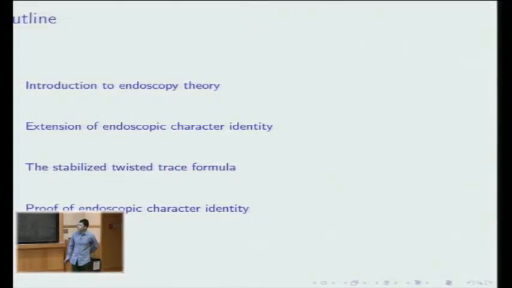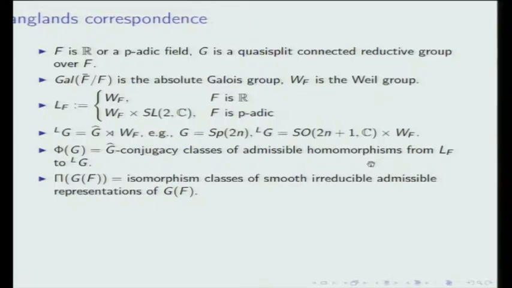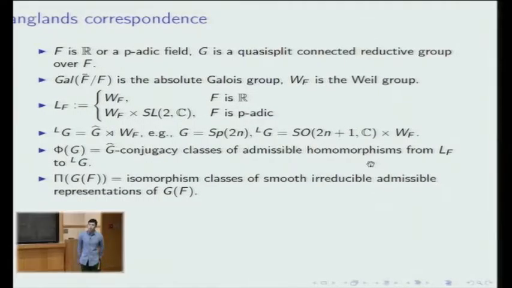The main tool for solving this problem is the stabilized twisted trace formula, which has been a long project led by Moeglin and Waldspurger, and which has just recently been finished. And in the end, I will give the idea of how we use this trace formula to prove the endoscopic character identity.